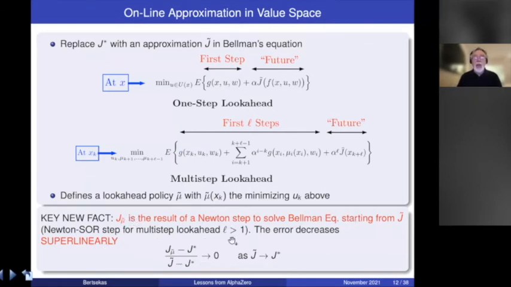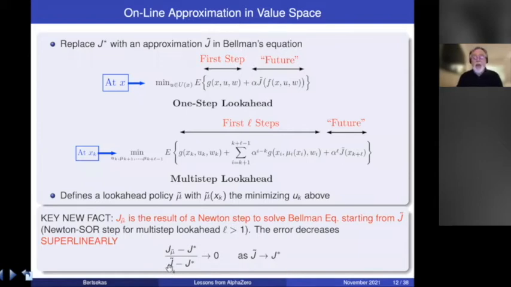For multi-step lookahead, L greater than 1 is the result of a Newton SOR step, which is some value iterations followed by a Newton step. Either way, the error decreases superlinearly. That's the generic and key property of Newton's method, whereby the errors diminish very rapidly, and in particular, this ratio goes to 0 as J tilde gets close to and tends to J star.